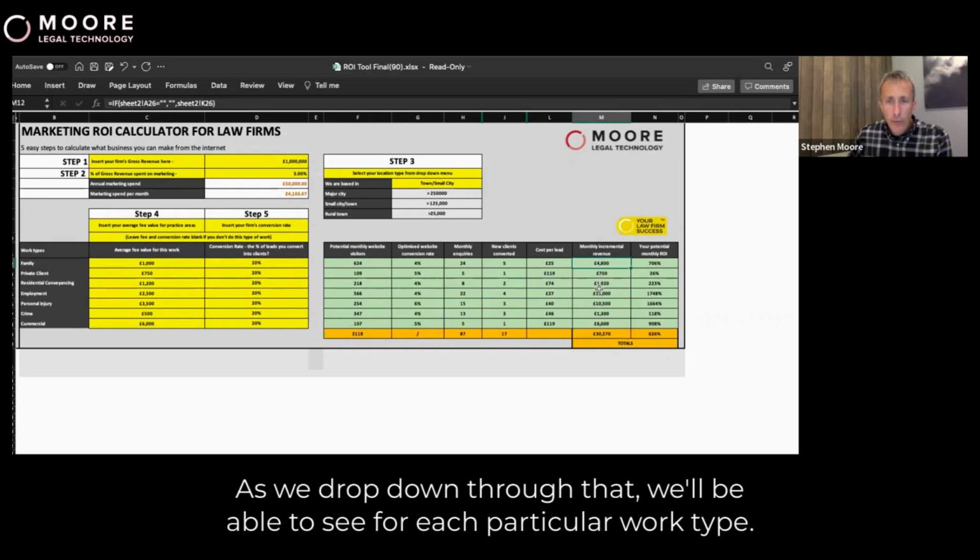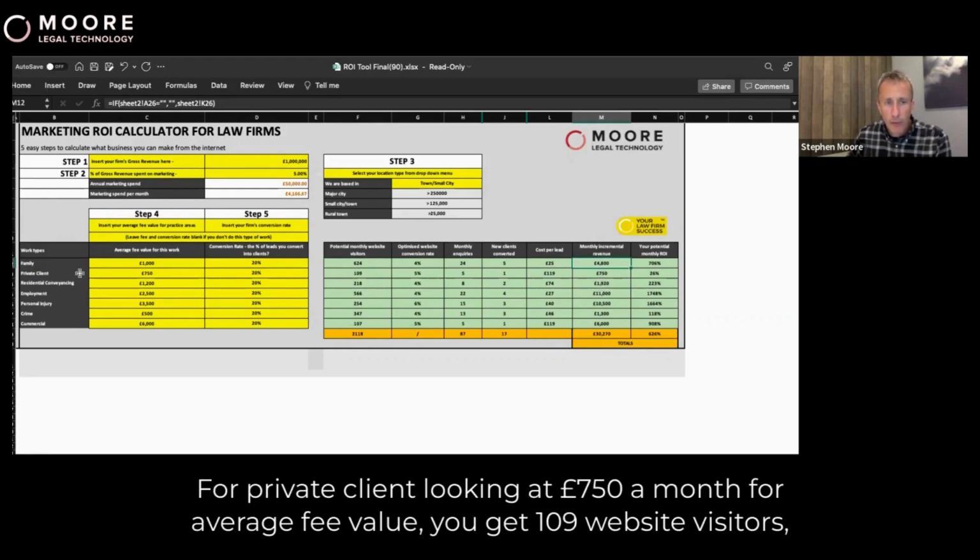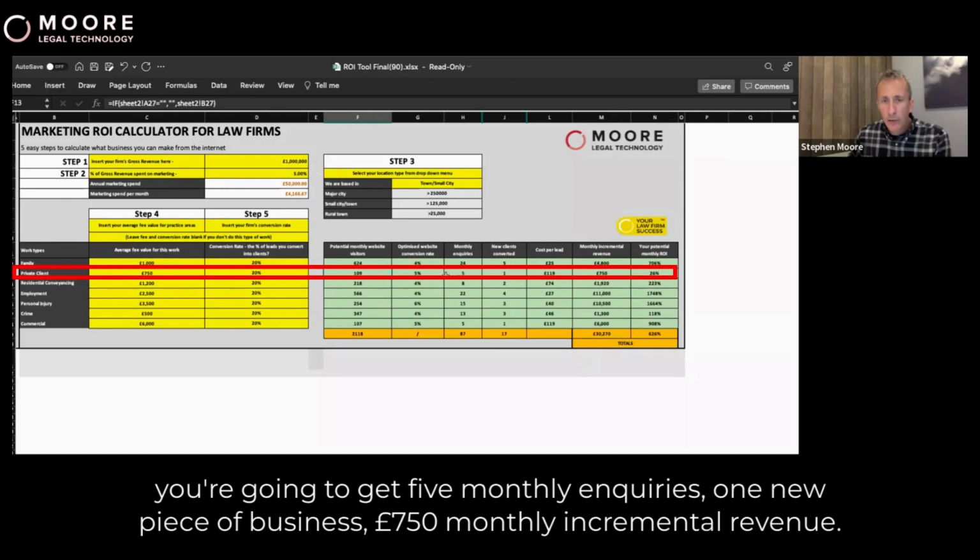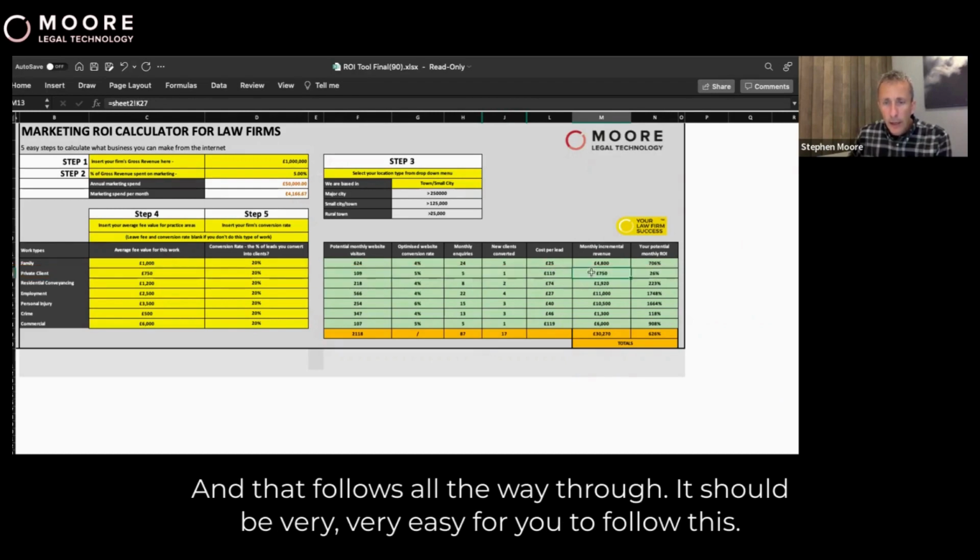As we drop down through that, we'll be able to see for each particular work type, so for private client, looking at £750 a month, 109 website visitors, you're going to get 1 new piece of business, £750 a month. And that follows all the way through. It should be very, very easy for you to follow this.